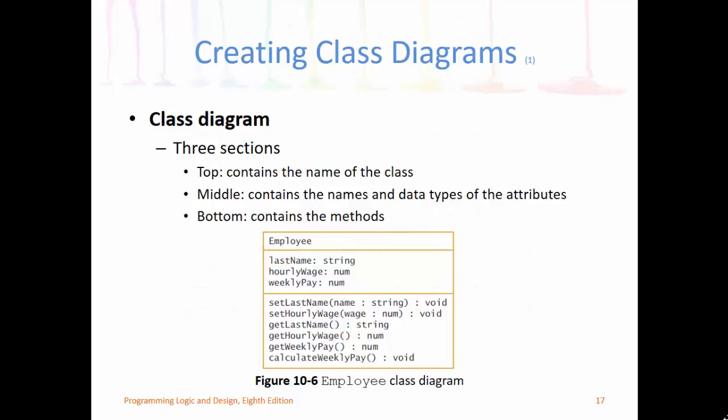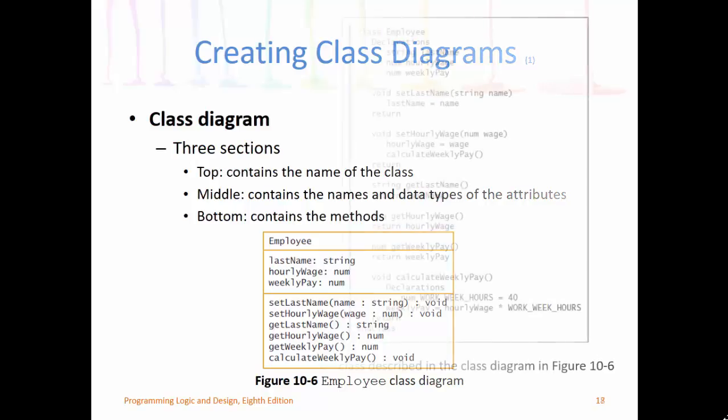Here's a class diagram. They typically have three sections. The top section contains the name of the class. The middle section contains the names and data types of the attributes or fields. And the bottom contains the methods. Again, this is the diagram. This is used in the planning stage. Typically, you wouldn't put default values in here, but you could.